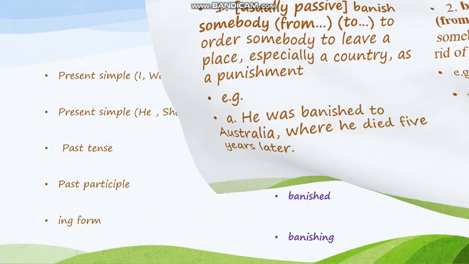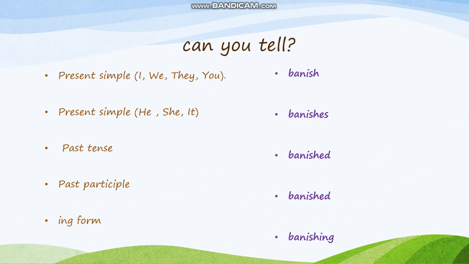Good. Alright, so let's look at the forms. Present simple with I, we, they, you, we use banish. Again, with present simple third person singular, such as he, she, it, or any singular noun, we use banishes. The past tense of banish is banished. Past participle, banished. Present participle, the ing form, banishing.